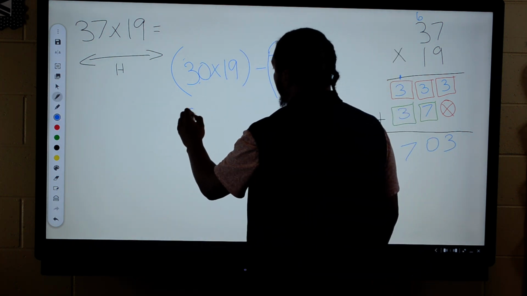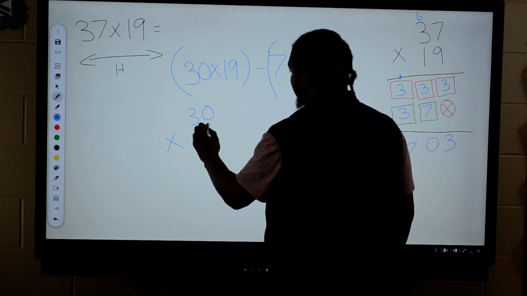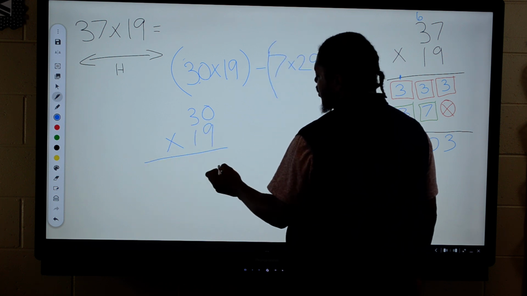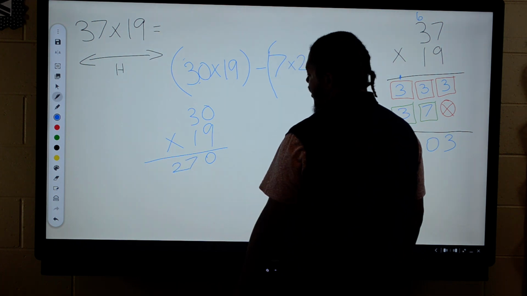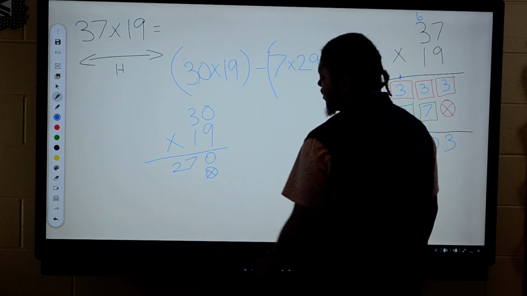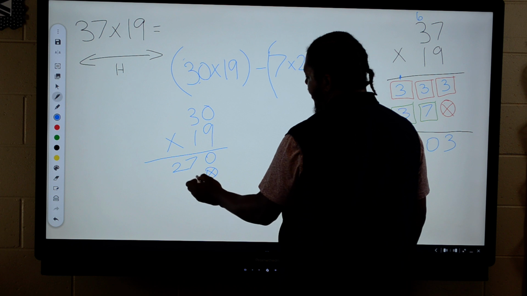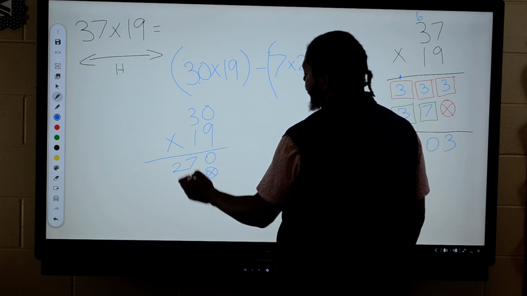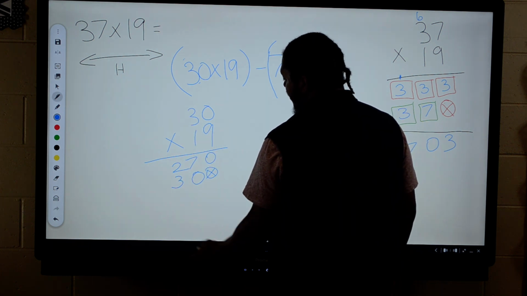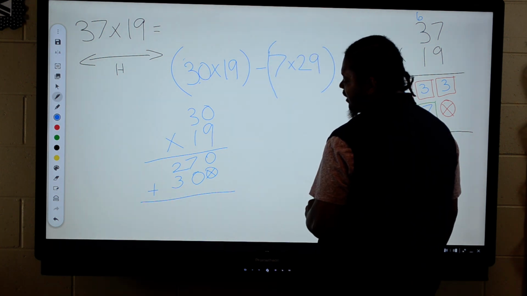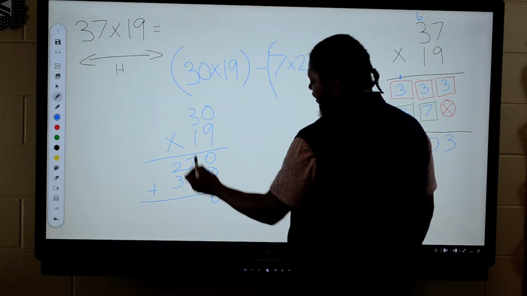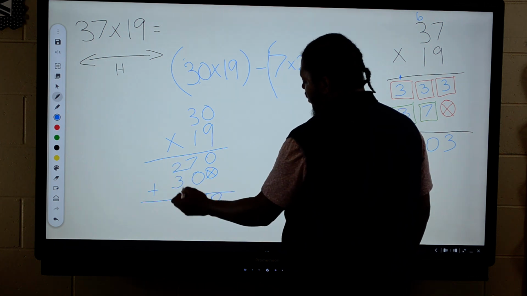Okay, so we got 30 times 19. 9 times 0, we know anything times 0 is 0. 9 times 3 is 27. All right, we put our 0 spacer, and then we take our 1 and multiply by 0, and we know anything times 1 is itself. So we have 1 times 3 is 3. Our last step is to add these together. 0 plus 0, and 7 plus 0, and 2 plus 3.